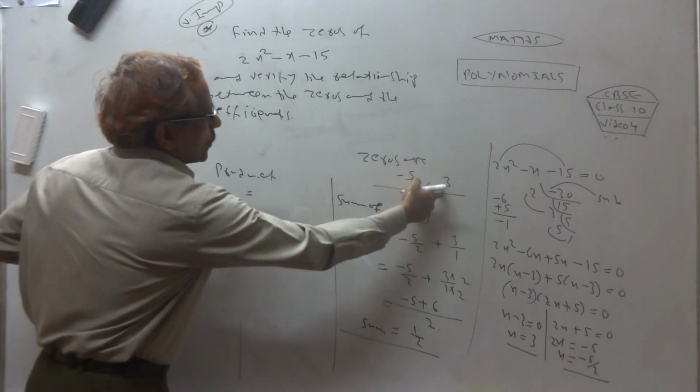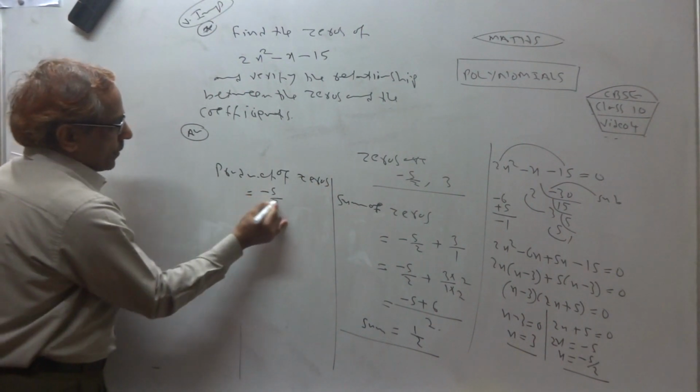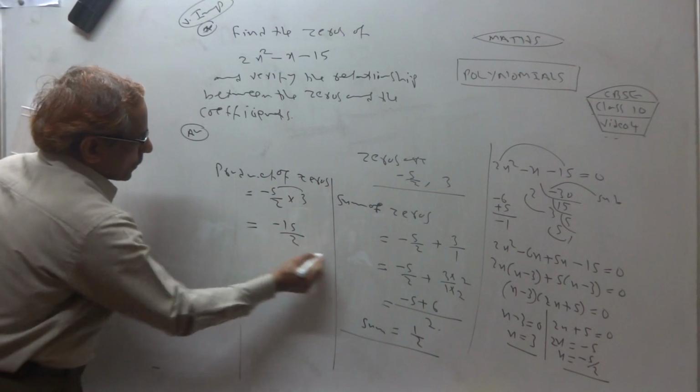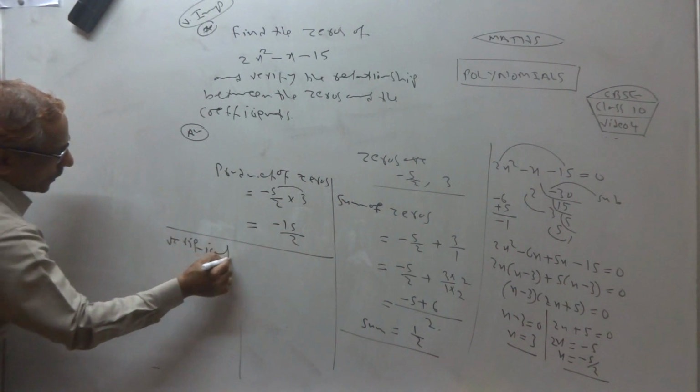This is the sum. Then what is the product? Product of zeros, this into this. Product of zeros, minus 5 by 2 into 3. So 5 3s are 15 by 2. The product is completed. Now what do we do? Verification. So only 3 steps.